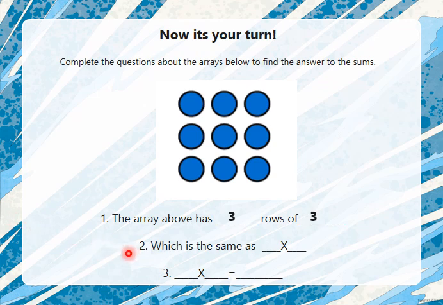Question 2 asked you to write that as a sum. 3 rows of 3 is the same as 3 times 3. Now we needed to use our sum to find out our answer. 3 times 3 equals 1, 2, 3, 4, 5, 6, 7, 8, 9. 3 times 3 equals 9. How did you go? Let's move on to the next question.